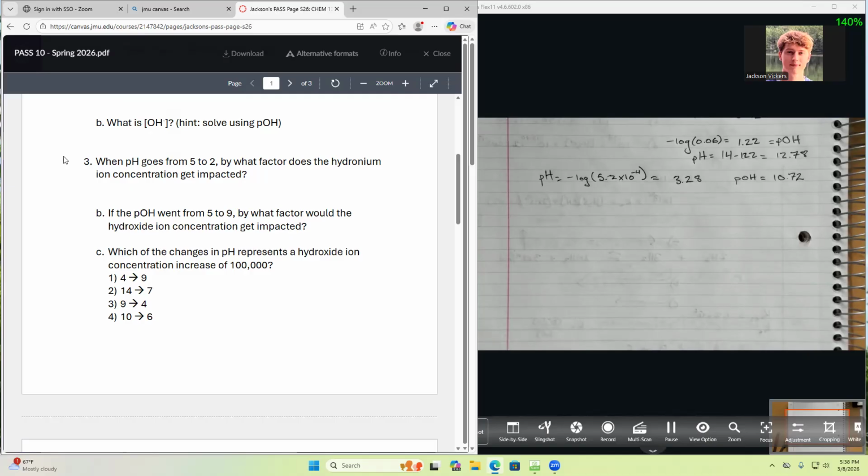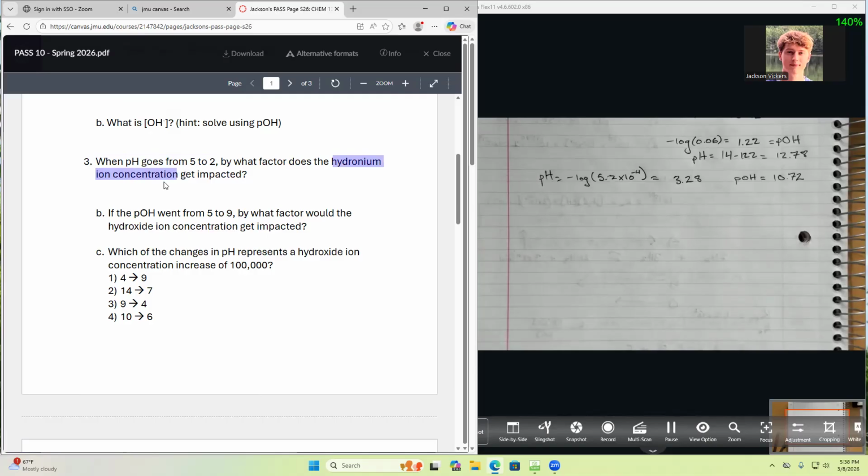So let's try this first one. When pH goes from 5 to 2, by what factor does the hydronium ion concentration get impacted? First off, let's do only the first part. pH is going from 5 to 2. We're getting more acidic. So would we expect hydronium ion concentration to be increasing or decreasing? Increasing, yeah. So we got that part done.